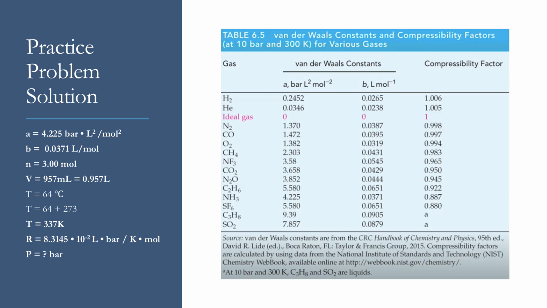And now, here's the part where our units become extremely useful. The ideal gas constant varies slightly based on what units we're using. Since our temperature is in Kelvin, our volume is in liters, and we want to find the pressure in bar, we will use the gas constant 8.3145 times 10 to the negative 2 liters times bar over Kelvin times mole.